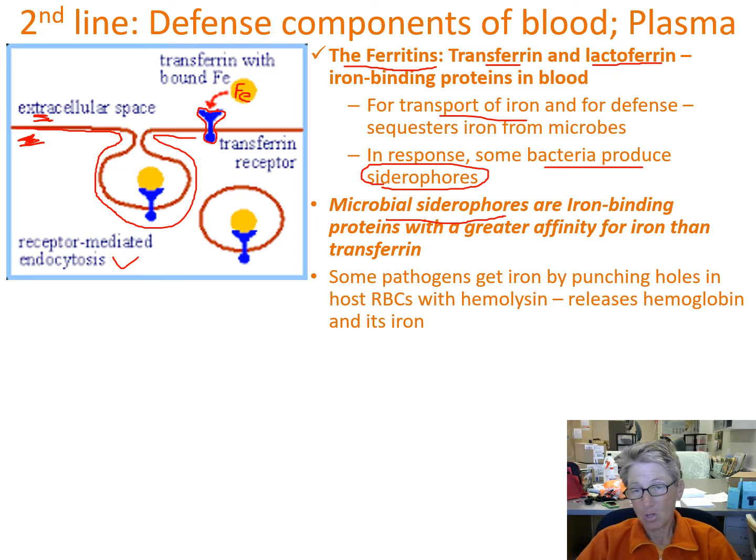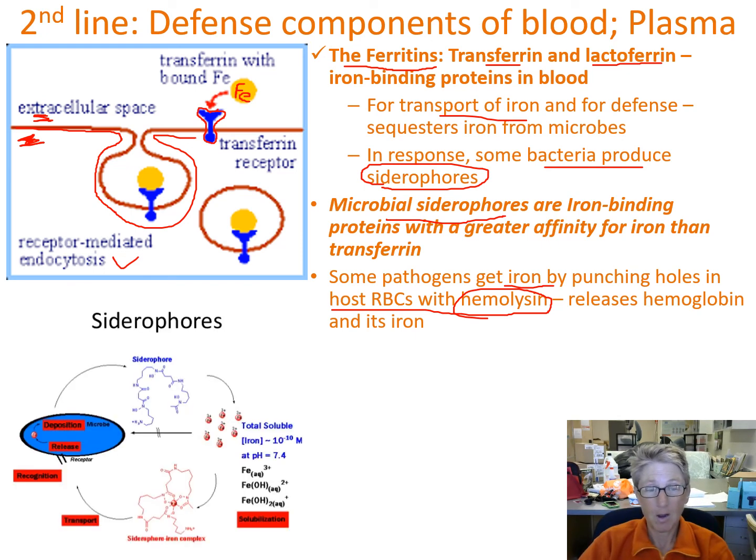If you are a pathogenic microbe and you want your iron, you can get it the way I just explained. But some pathogens can get that iron by punching a hole in the host red blood cells with this molecule called hemolysin. And then hemoglobin and iron are released, and then the microbes can get all the iron. This is a cartoon of the chemical structure of a siderophore, and here's the siderophore in a microbe bound to iron.